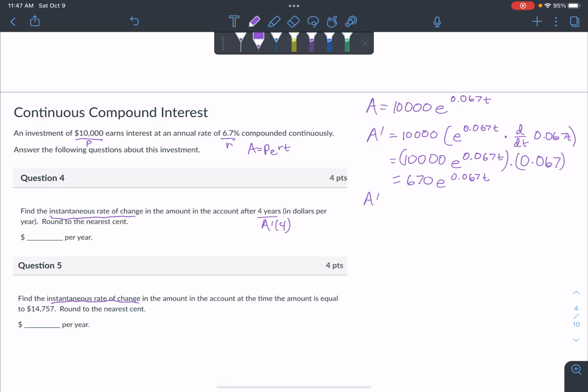So now if we want to find A prime of 4, we just plug in 4 for t. And this should give you 875.92, rounded to the nearest cent.